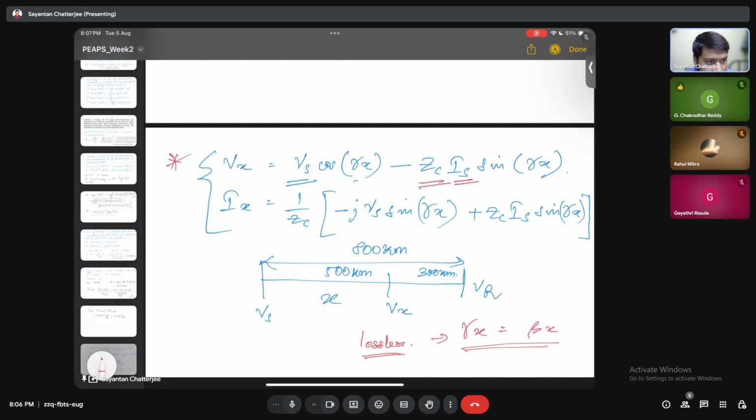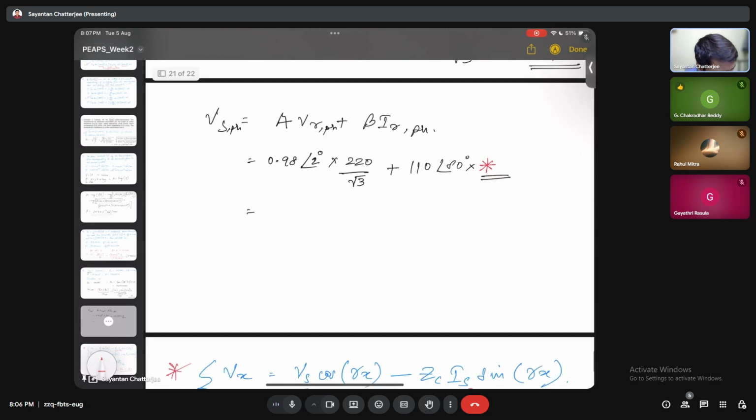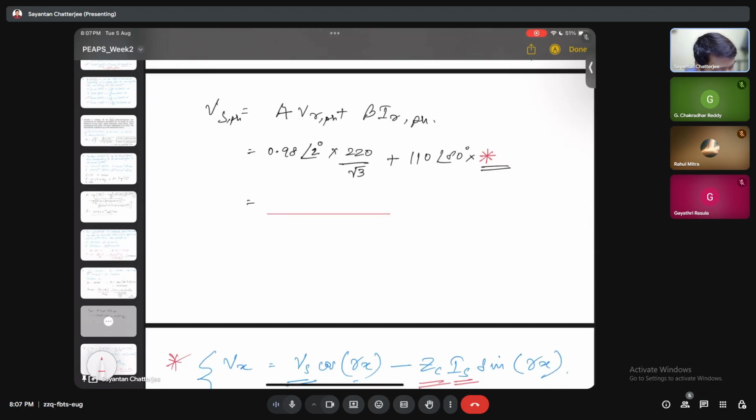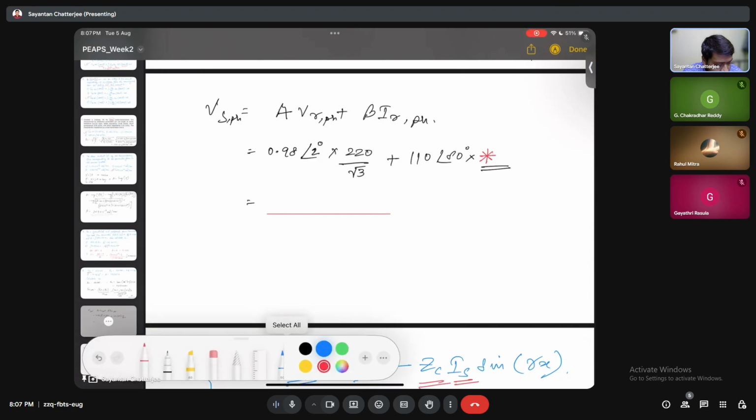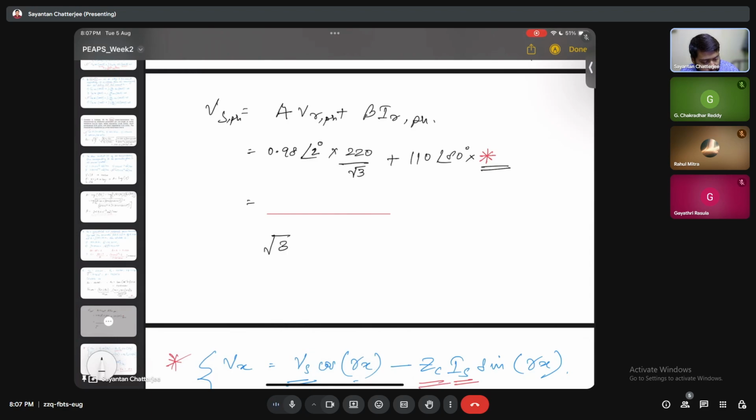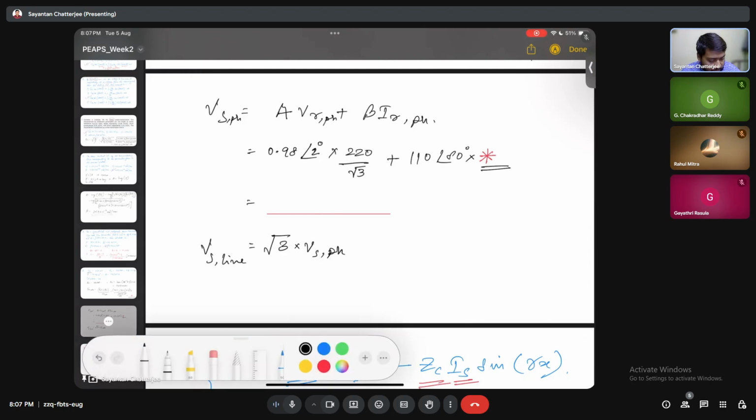Okay, then these values I guess you can calculate. I also don't have the answer to this numerical. So you can calculate and we can discuss it in the upcoming week, and verify it once. This is the final value, the phase value. For the line voltage, you just have to multiply by root 3, root 3 into Vs phase, and that will give the Vs line. This will be the final answer. I hope it's clear.